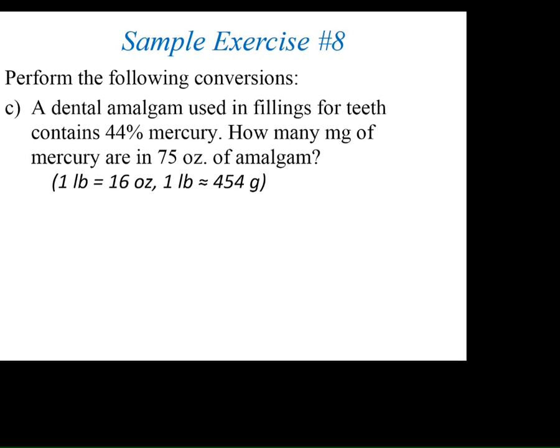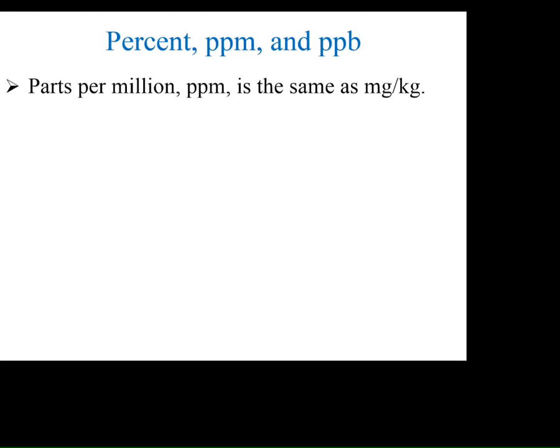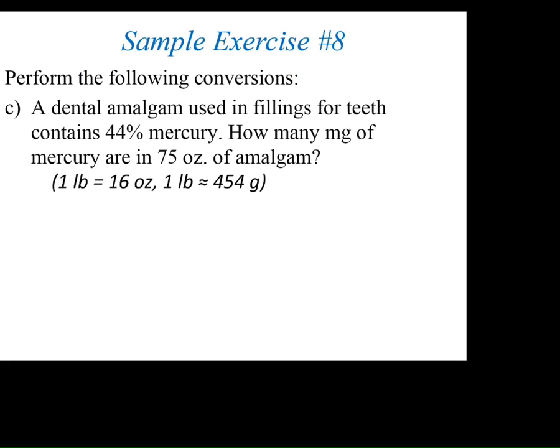A dental amalgam used in fillings for teeth contains 44% mercury. It's pretty standard. How many milligrams of mercury are in 75 ounces of amalgam? Okay, let me work this one with you. You guys can help me set it up here. So I'm starting with 75 ounces of amalgam, right? That's my starting point. And I want to go to milligrams of mercury.